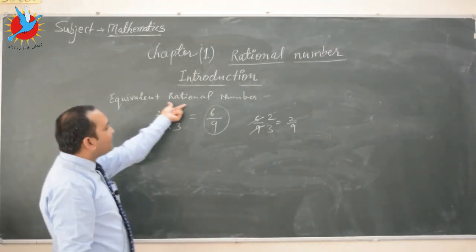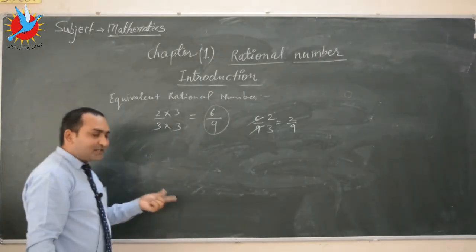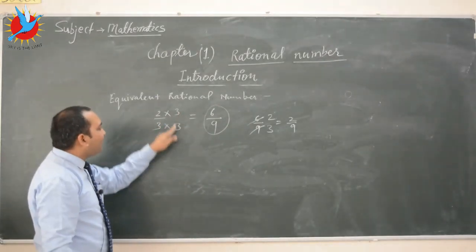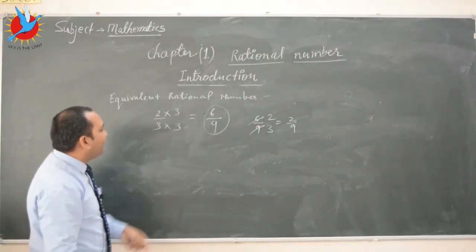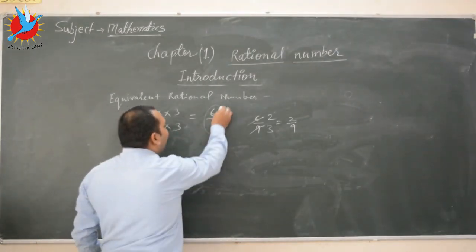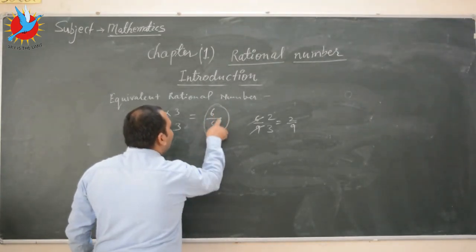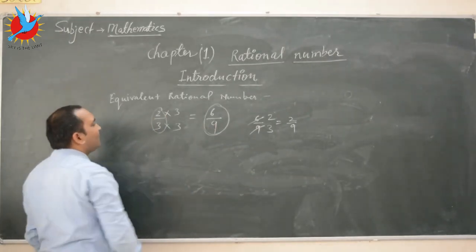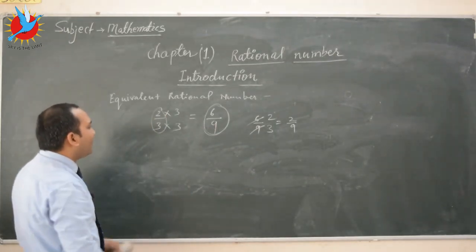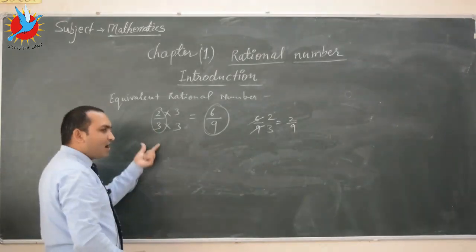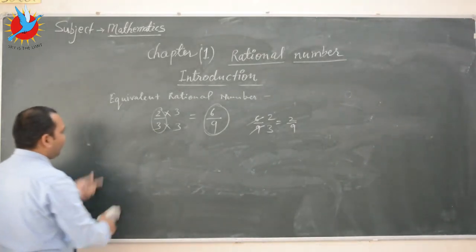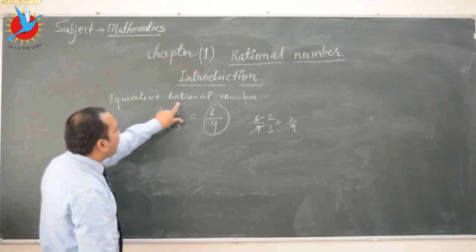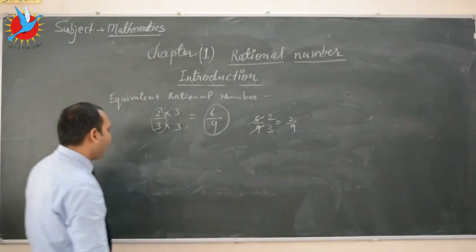So equivalent rational number means if we multiply the numerator and denominator by the same integer, then we get a rational number, and that rational number is always equal to the original rational number when we write it in the standard form or in simplest form. So it is clear what an equivalent rational number is.